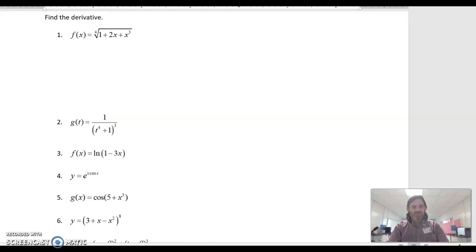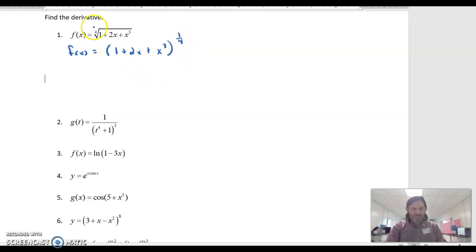Hey, I'm going to work through some practice problems for the chain rule derivatives here. The first one is f of x equals the fourth root of 1 plus 2x plus x cubed. So the first thing I'm going to do is rewrite f of x, changing the fourth root to an exponent. So 1 plus 2x plus x cubed, raised to the 1/4.